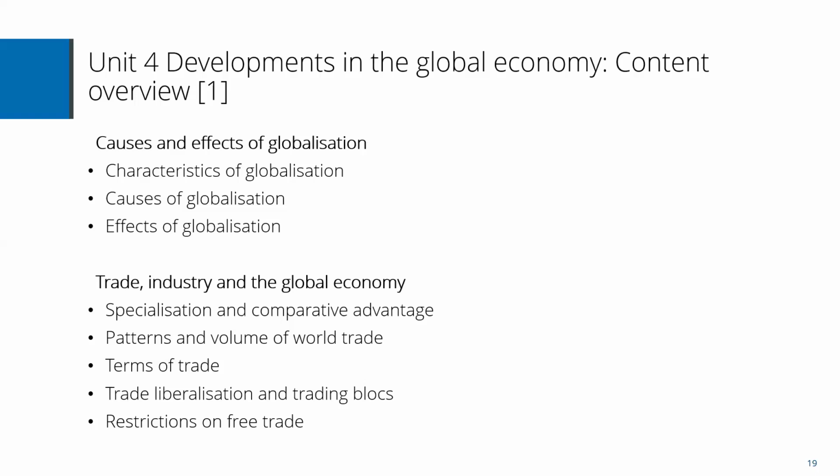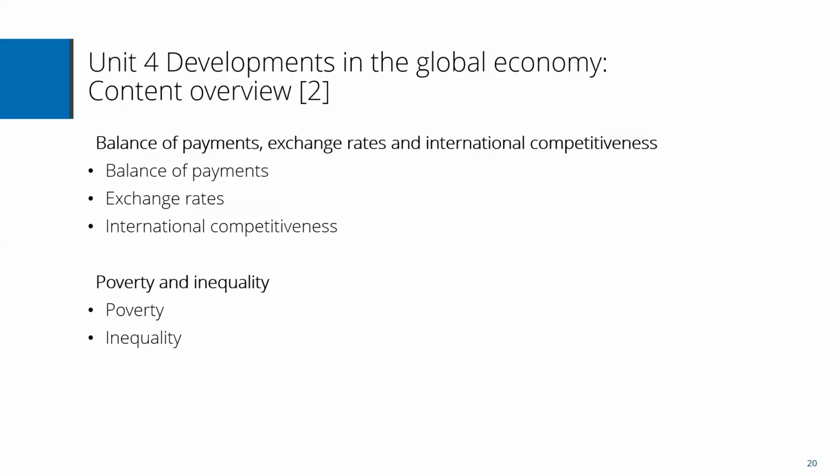And then on to Unit 4. Please note here that the section on characteristics of globalisation includes foreign direct investment. That's a link to what we had before. So in Unit 4, developments in the global economy, this first part does include foreign direct investment. And in the second part, note that there's a new section on international competitiveness, which is transferred from Unit 3, and it's in more depth than it was in the legacy specification. So just to be aware, that is now in Unit 4.